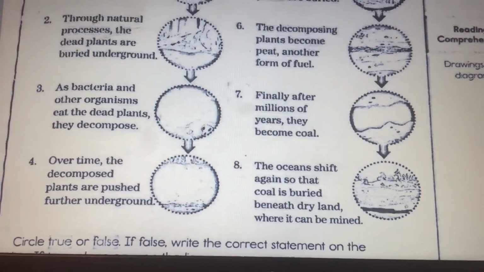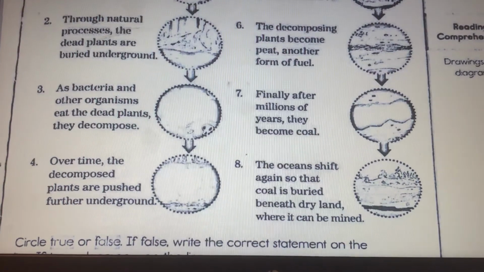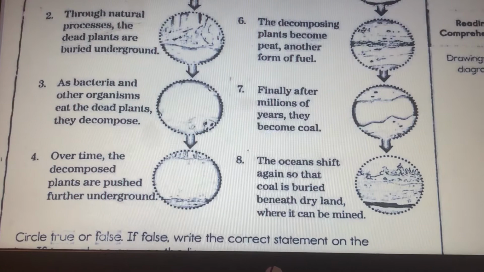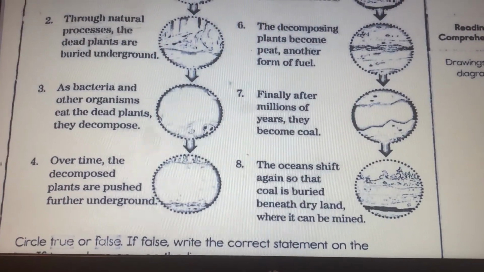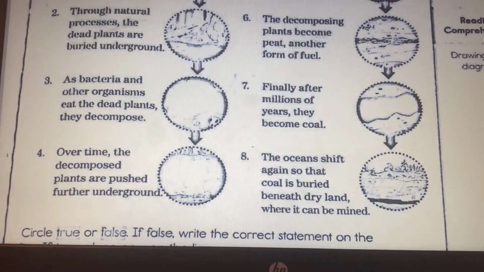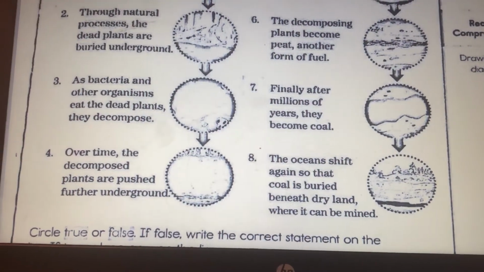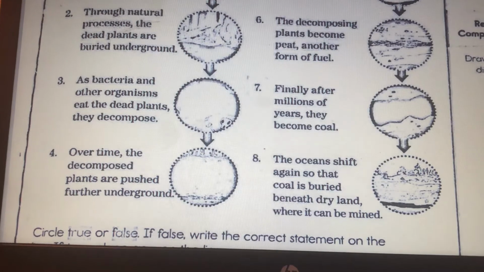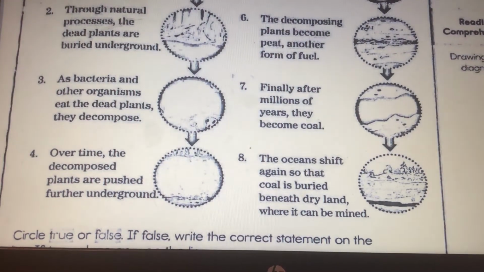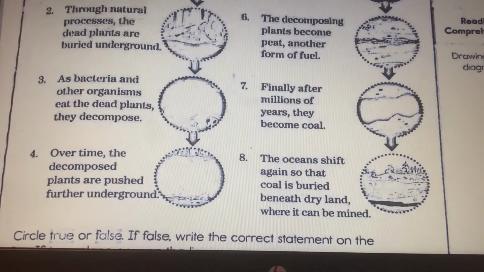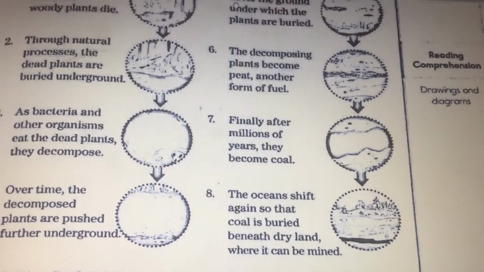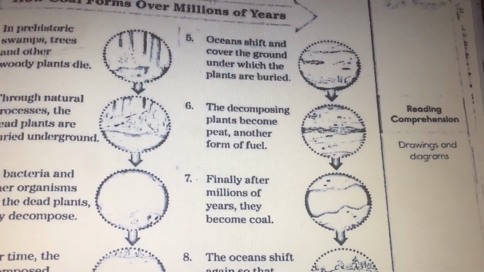So if you look at your pictures here, between 1, 2, and 3, when you get to 3, you see less. That is because the bacteria and other organisms have eaten the dead plants and they decompose. So they go back into the soil and they do not look like a tree or a plant anymore. Number 4, over time, the decomposed plants are pushed further underground. So instead of just being on the surface, they go down into the soil and in the ground.